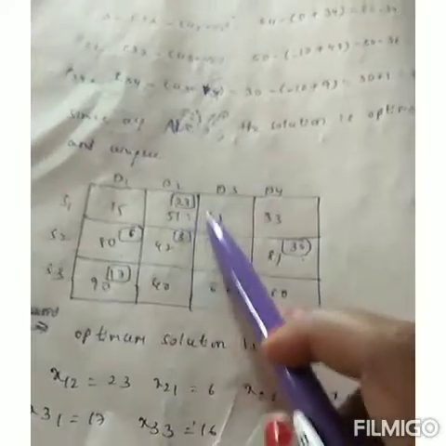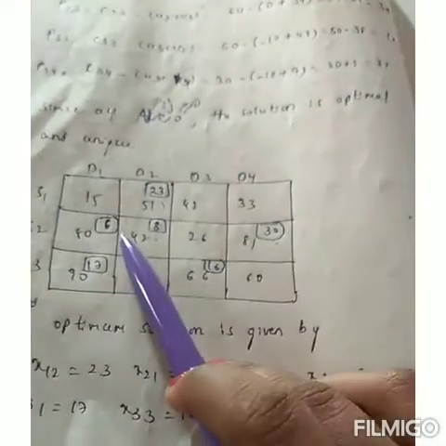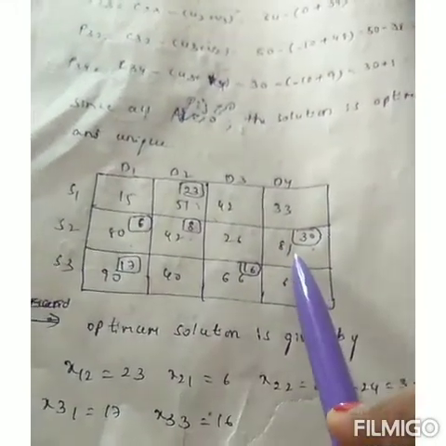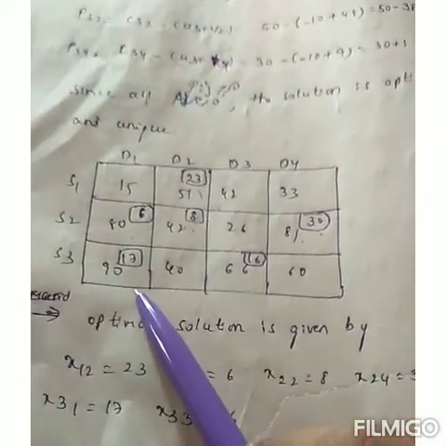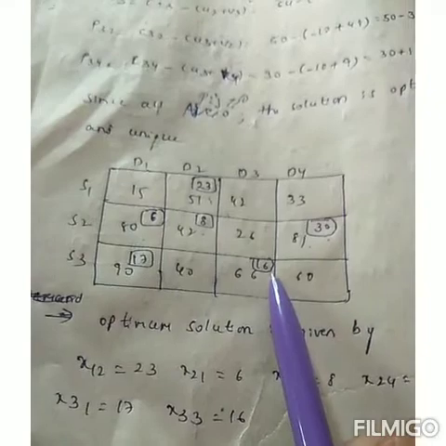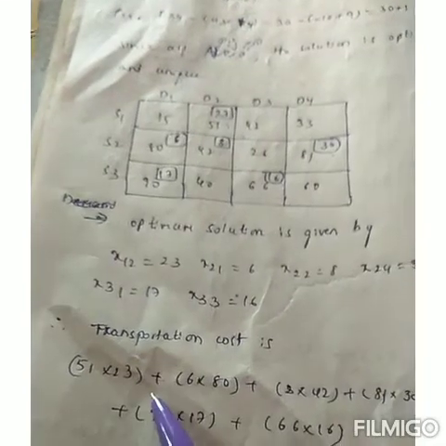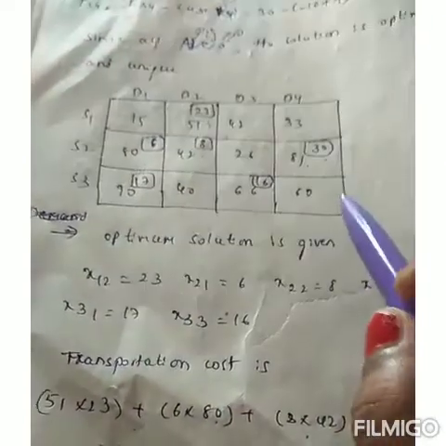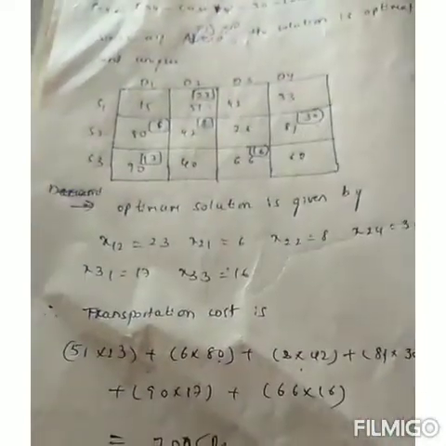So same. So this table will be changed in the form of 15. 15 allocated cell is 23, and 80 allocated value is 6, and 42 allocated value is 8, and 81 allocated value is 30, and 90 allocated value is 17 and 66 allocated value is 16. And finally we got the solution of 51 into 23 plus 6 into 80 plus 8 into 42 plus 81 into 30, 90 into 17 plus 66 into 16 and got 7,005 rupees.